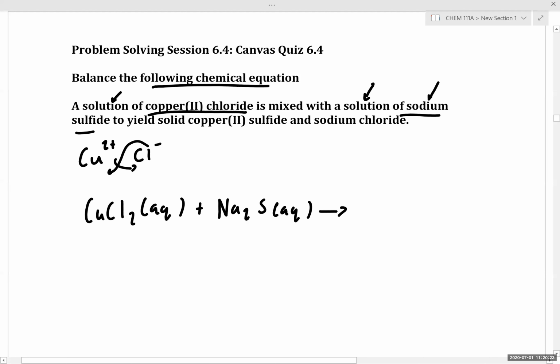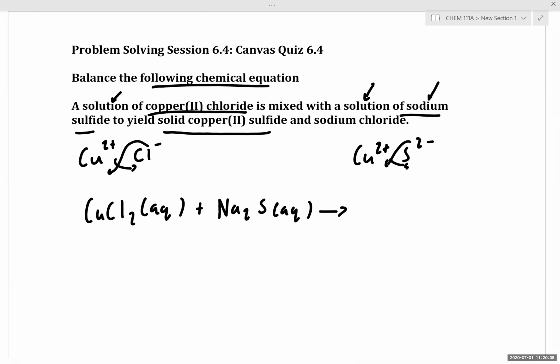Okay. It yields solid copper(II) sulfide. So we have Cu2+ and S2-. We cross the charges. And I'd like to ask everyone, what is the formula of copper(II) sulfide? And be a little careful about this. What is the formula of copper(II) sulfide? And don't be shy to share it in the chat. CuS, exactly.